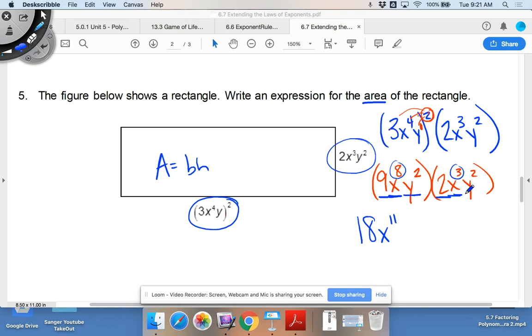And then same base y and y. So 2 plus 2 is 4. And that is the expression that represents the area of that rectangle.